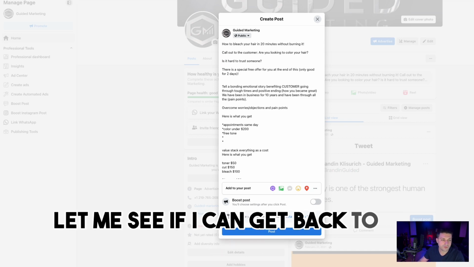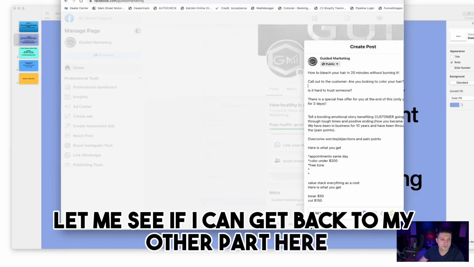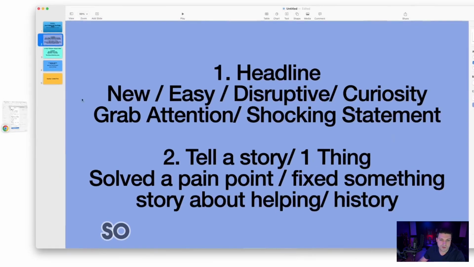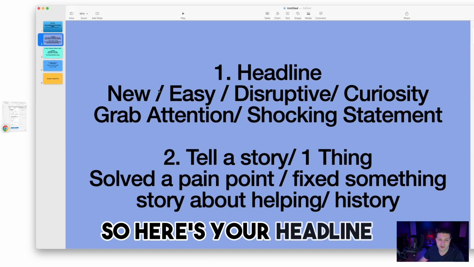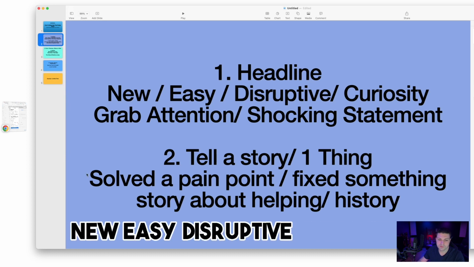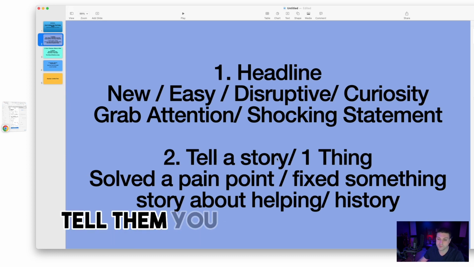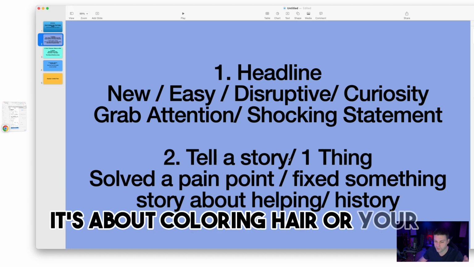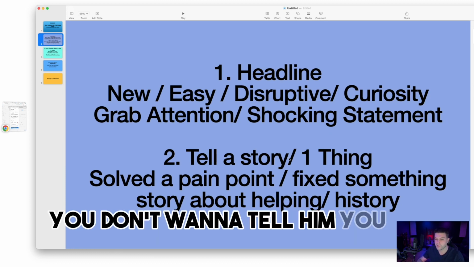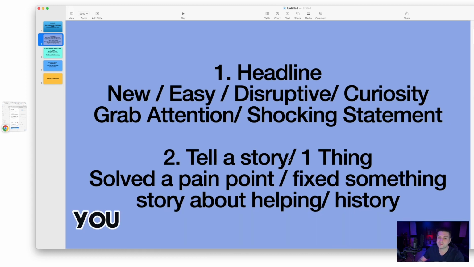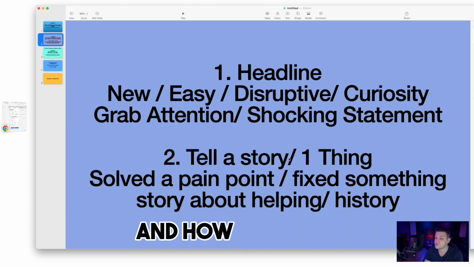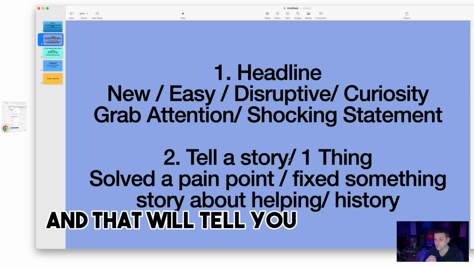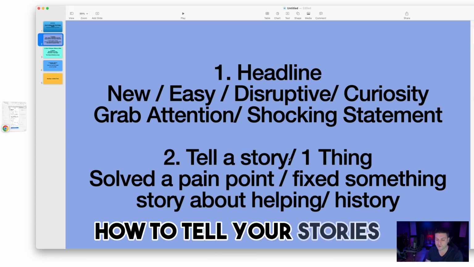Let me see if I can get back to my other part here. So here's your headline: new, easy, disruptive curiosity. Tell a story. Obviously you want to do one thing, whether it's coloring hair or cutting hair or whatever. You don't want to tell them you do 50 different things. You just want to say the one thing is you and how you do it. So you can look a little more online about a hero's journey, and that will tell you a real fine way how to tell your stories.